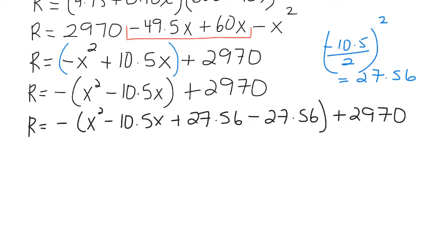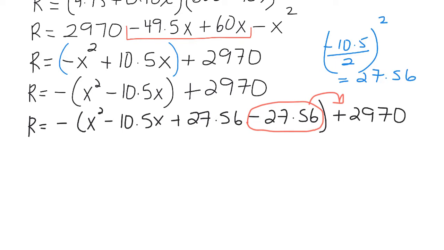So this value is now going to be added and subtracted inside the bracket that I have in my equation. So I now am left with r equals negative 1. Inside my bracket, I've got x squared minus 10.5x plus 27.56 minus 27.56. I closed off my bracket and I recopied my plus 2,970. The next thing we need to do is take the number that we subtracted, so that would be the minus 27.56, and we need to pull it out of the bracket.